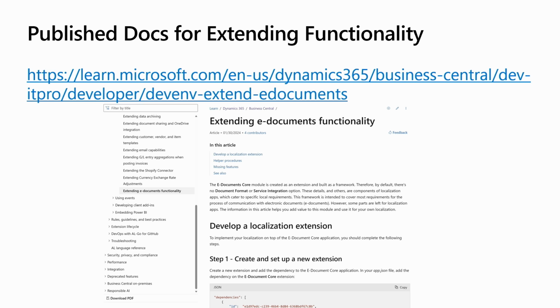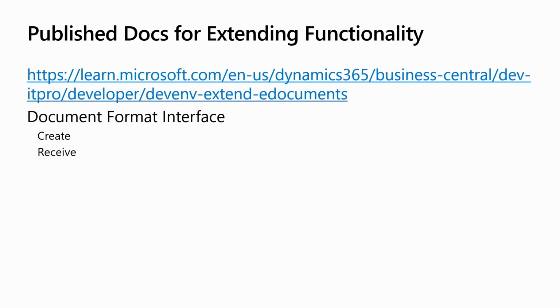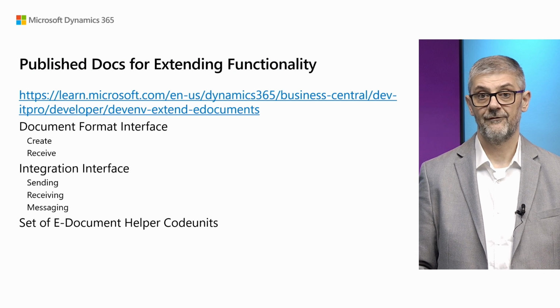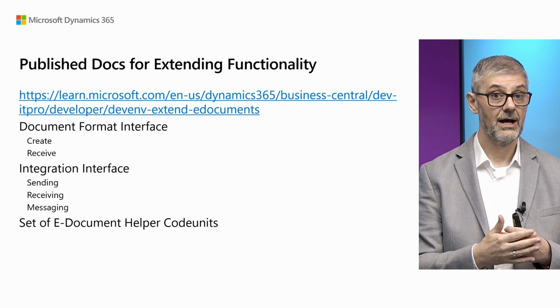And this is one part. Another part is if you are an access point service provider, a Peppol provider or a local service provider, build your own app as a connector to your services, and it will be easily used by all other partners. So you can see this link, and there is documentation on how to extend this e-document functionality. When you go there, you will find that we have a document format interface for creating and receiving documents. You can understand this is in one direction or the other, what is happening with documents. Then we have an integration interface for sending, receiving, and messaging. This is what we already talked about.